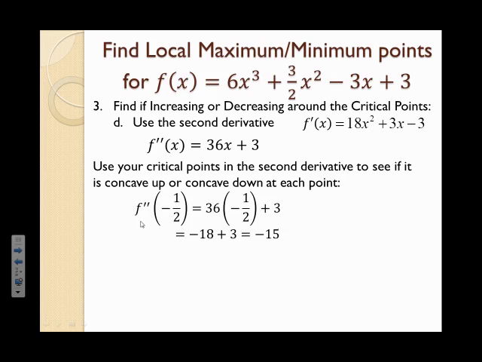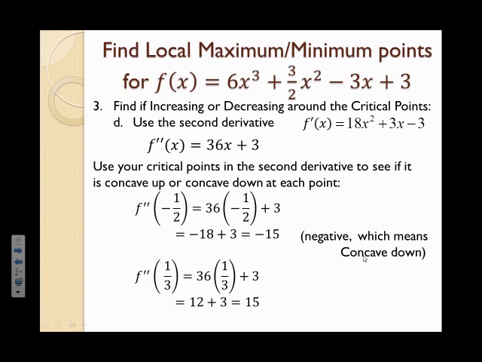So what we do is we do an f double prime of minus 1/2, our first critical x value. And so that's 36 times minus 1/2 plus 3, and that equals minus 15. It's negative. So at x is equal to minus 1/2, it's concave down. If it's concave down, that must mean it's a maximum. And then we use the other critical point of 1/3, do a second derivative of 1/3. 36 times 1/3 plus 3 equals 15. It's positive, so that must mean it's concave up. It has to be a minimum.